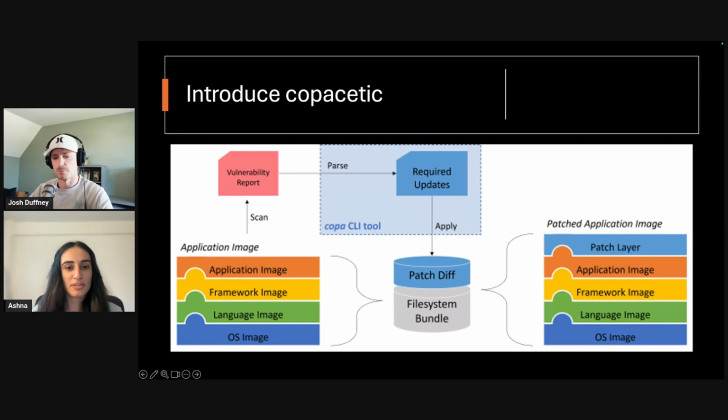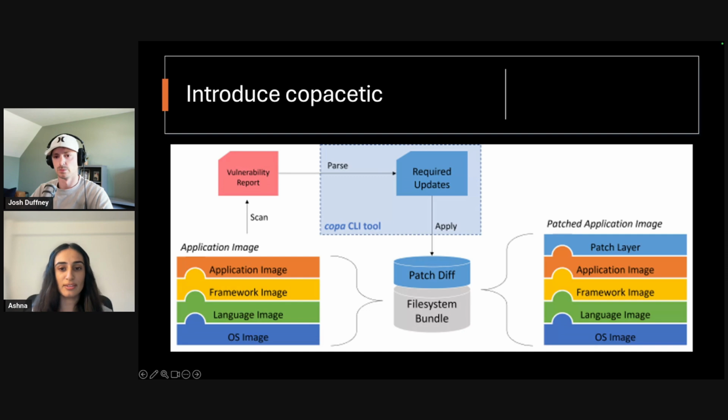Yeah, so the way Copa works is it's a CLI tool. If you look at the diagram on the left, that represents an image with the different layers: the OS layer, language, framework, and application layers. And Copa targets the OS vulnerabilities. So you can generate a scan report using a scanner like Trivy. Once you pass that into Copa, Copa parses that report to find the outdated packages. And then using the default package managers, it'll apply the updated packages as a diff with the file system bundle.